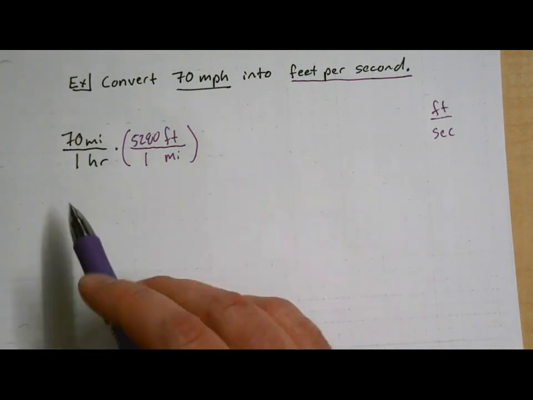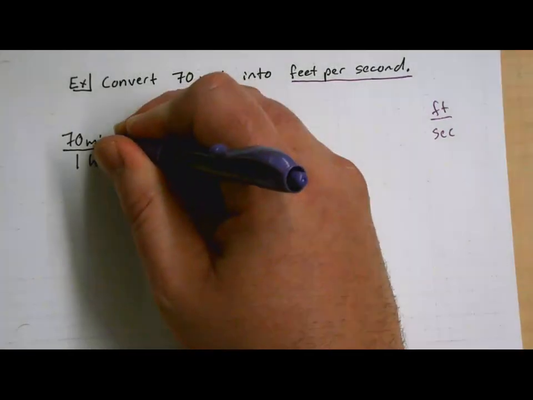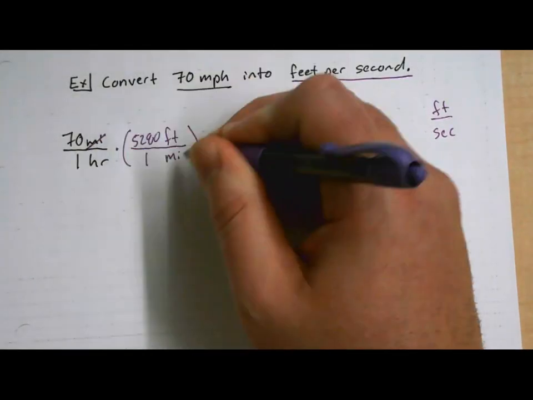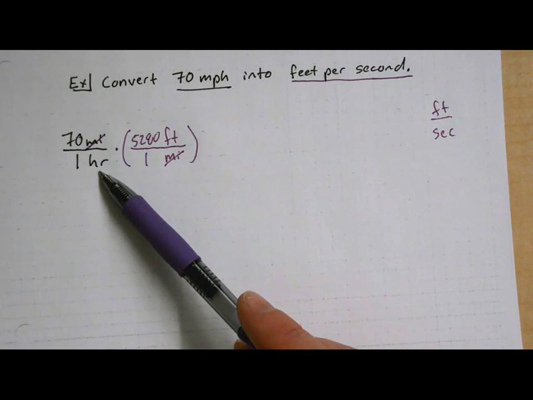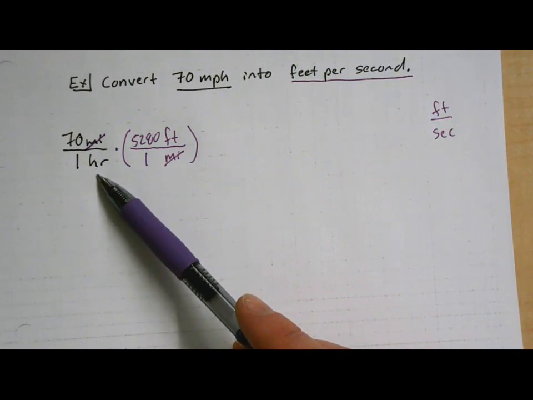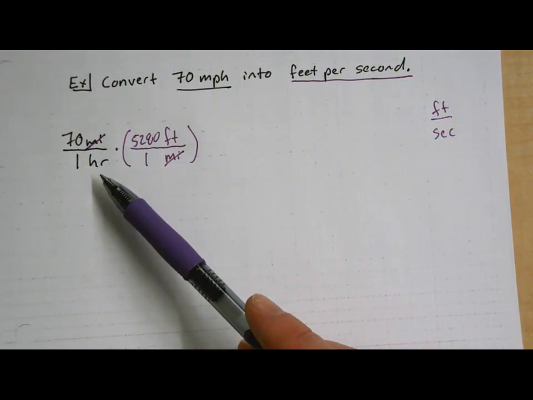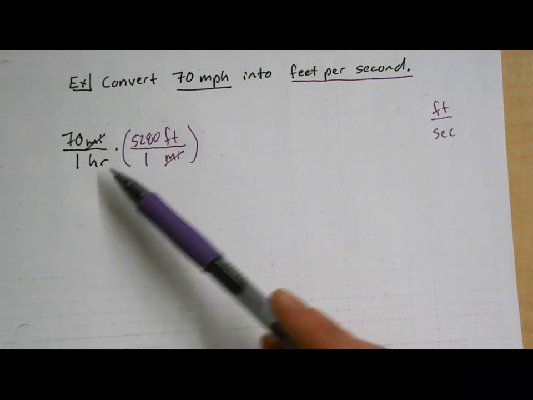Now we look at the numbers and the units separately. I'm not canceling any numbers here. I'm canceling the unit miles and the unit miles. If I were to multiply out these two fractions right now, I would get an answer that would be in units of feet per hour. We're getting closer. We want feet per second. Is this looking familiar to you guys? All right, so feet is good.